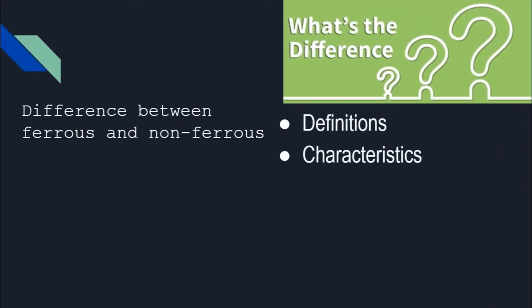Difference between ferrous and non-ferrous metals. The definition of ferrous metals are metals that have ferrum, more commonly known as iron, in their composition. Non-ferrous metals, on the other hand, have little to no iron.